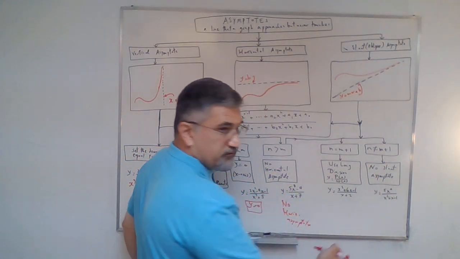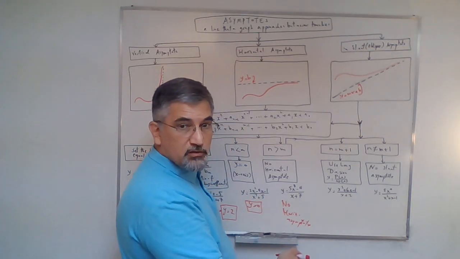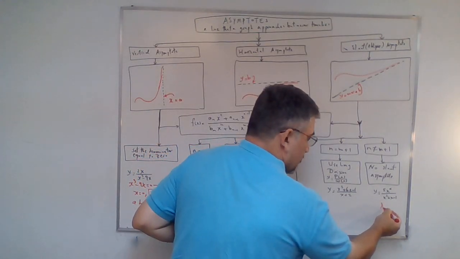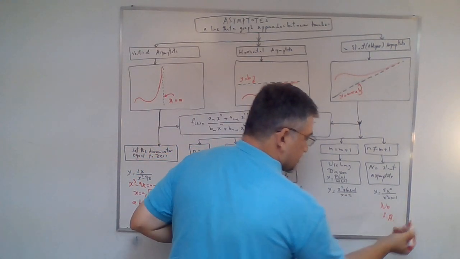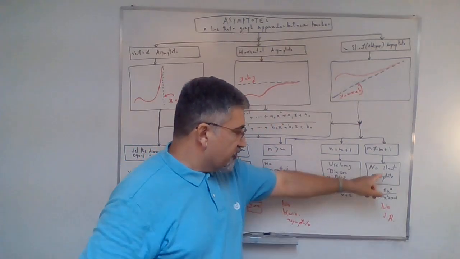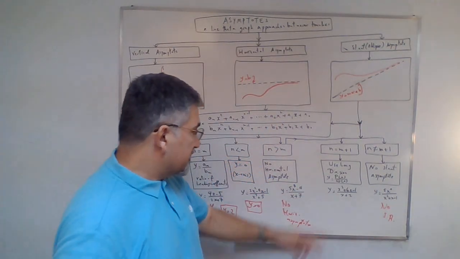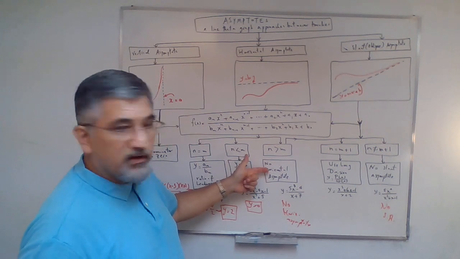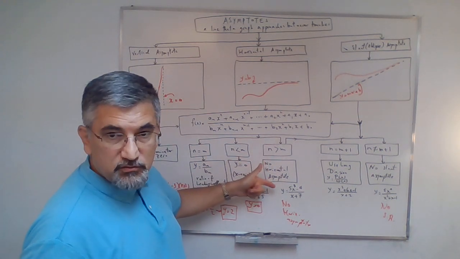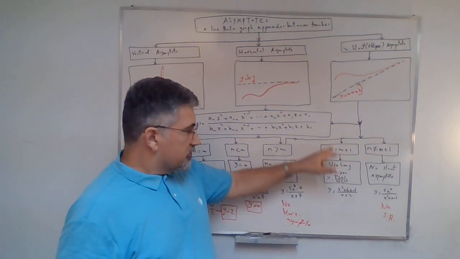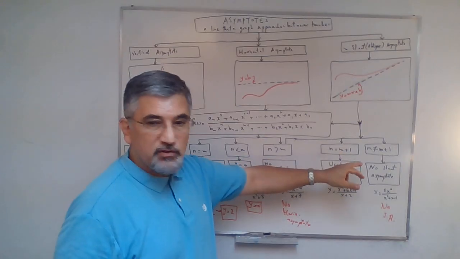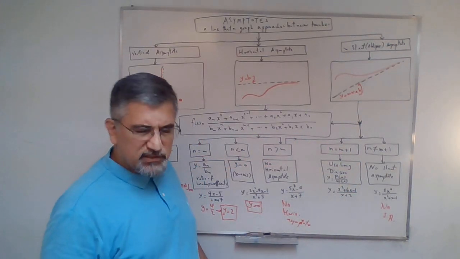So 5 times x to the 4 divided by x squared plus x minus 1. This one has no slant asymptote because the degree at the top is 4, the degree at the bottom is 2. And in fact, this function did not even have a horizontal asymptote. But in the case when n is equal to m plus 1, we do have a slant asymptote.